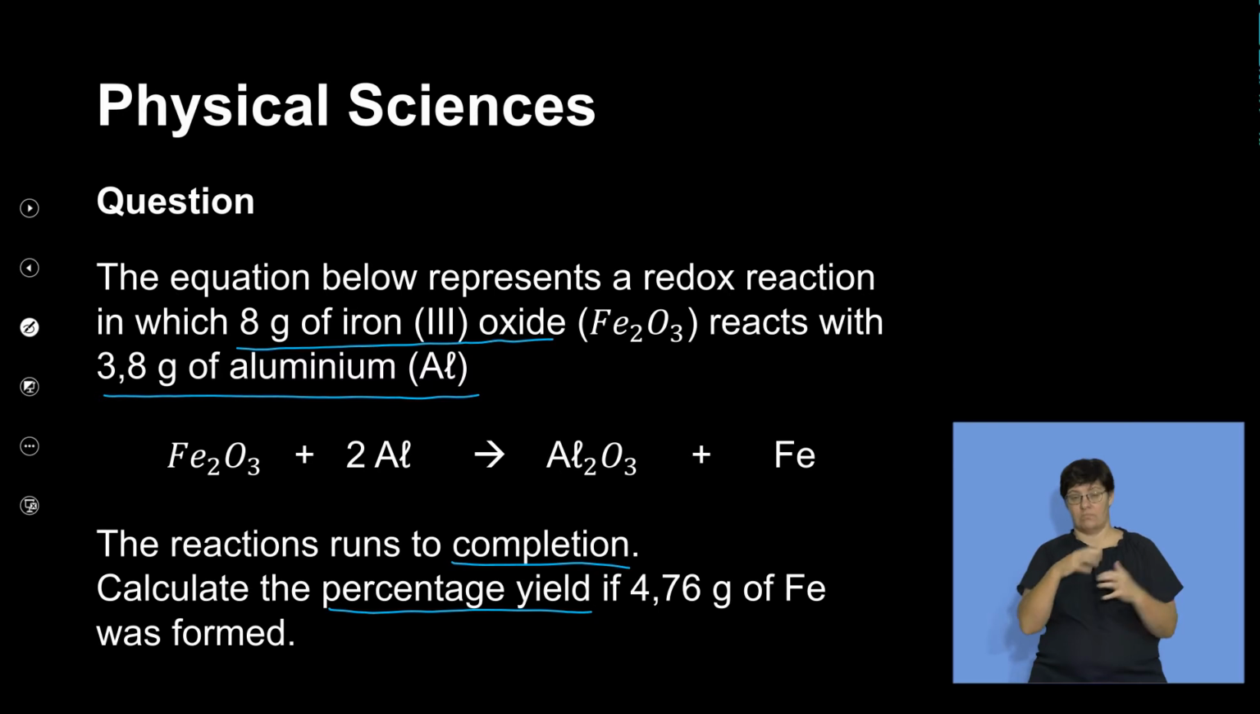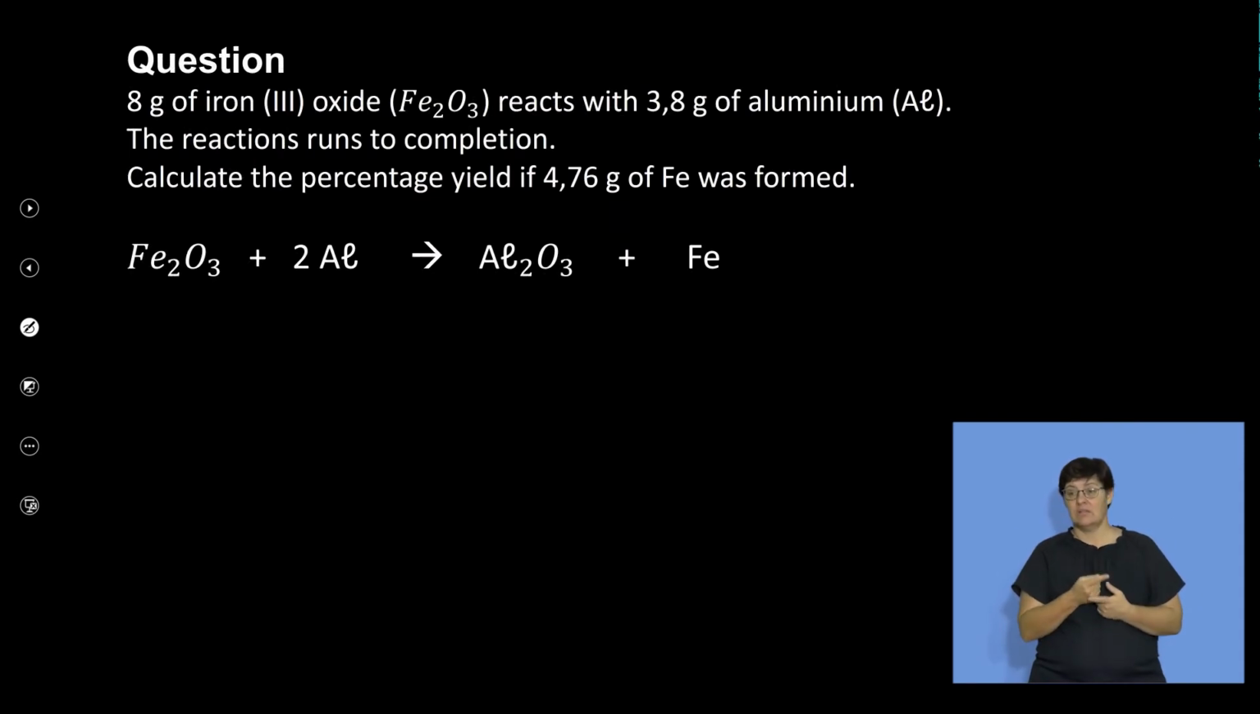First things first, the equation of reaction is balanced for us. The stoichiometric ratio in which these react is that 1 mole of iron 3 oxide reacts with 2 moles of aluminium to give a mole of aluminium oxide and a mole of iron. So the stoichiometric ratio, in short, is 1:2:1:1. Now let's ask ourselves, in 3.8 grams of aluminium, how many moles are present?